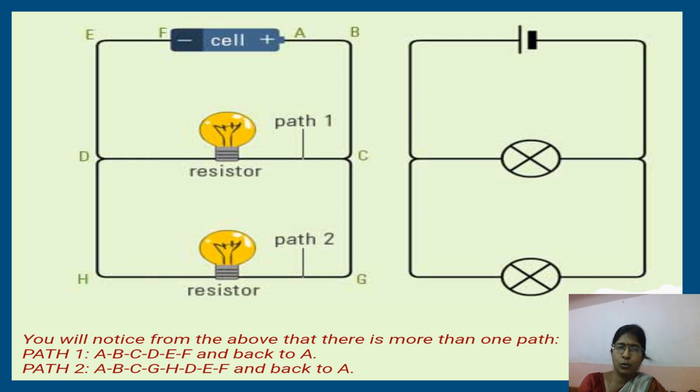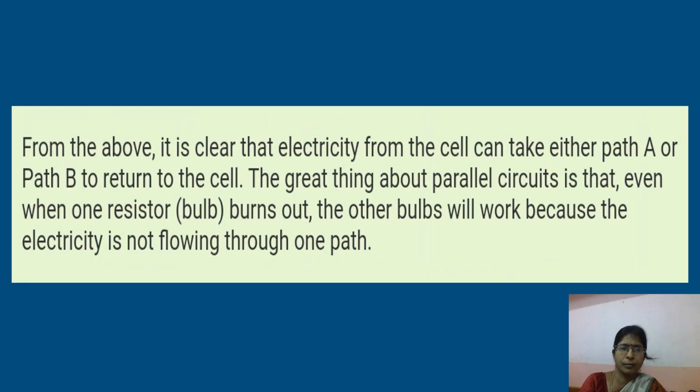So here there are two paths in the circuit. The first one is A, B, C, D, E, F. And the second one is A, B, C, G, H, D, E, F. These are the two paths in which the current can flow. From the above, it is clear that electricity from the cell can take either path A or path B to return to the cell. So when the components are connected in parallel, electricity can take two paths.